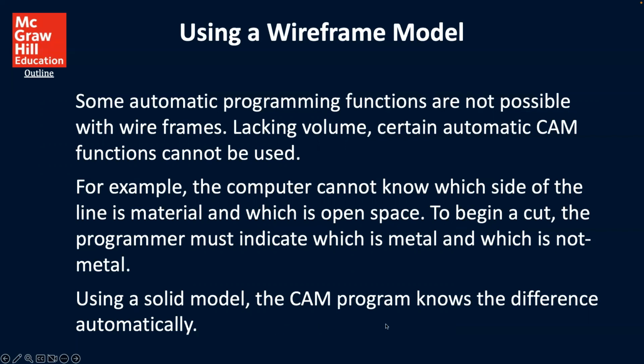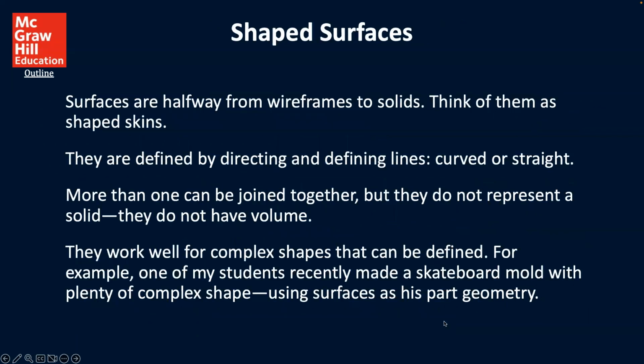Using a solid model, the CAM program knows the difference automatically, so that would be an advantage there. For shape surfaces are halfway from wireframes to solids. Think of them as shape skins. They are defined by directing and defining lines, curved or straight. More than one can be joined together, but they do not represent a solid. They do not have any volume.